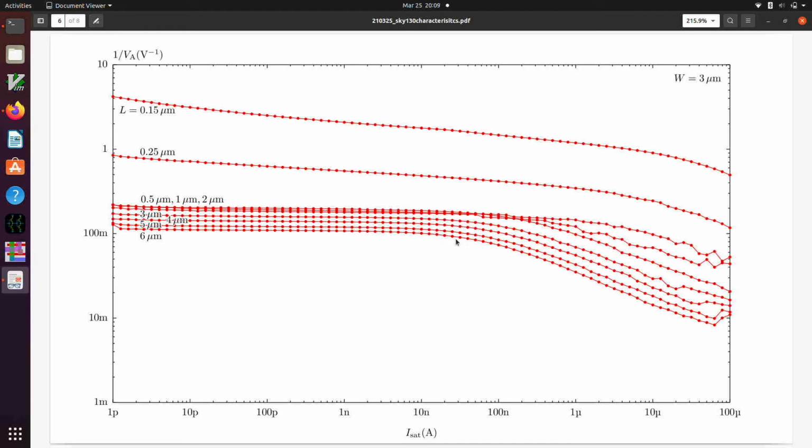And at that point, you're down here. But through the weak inversion region, this is very surprising.